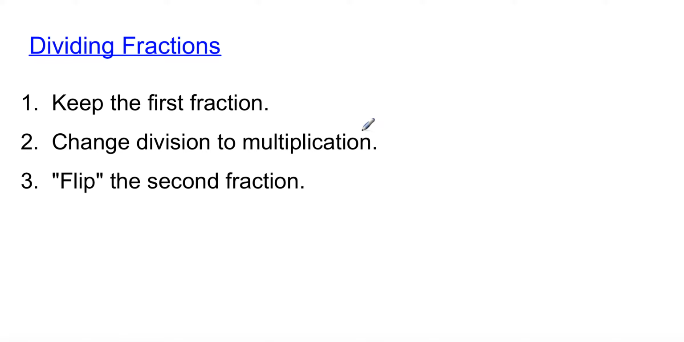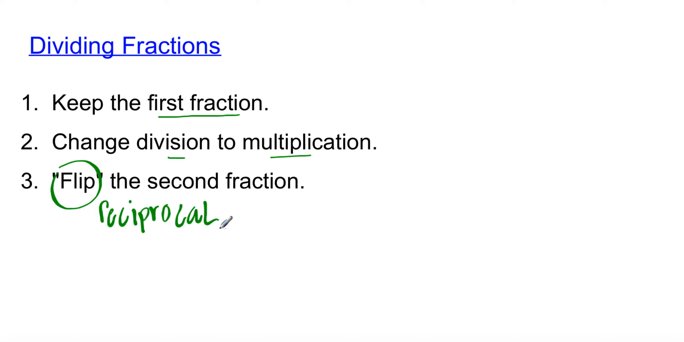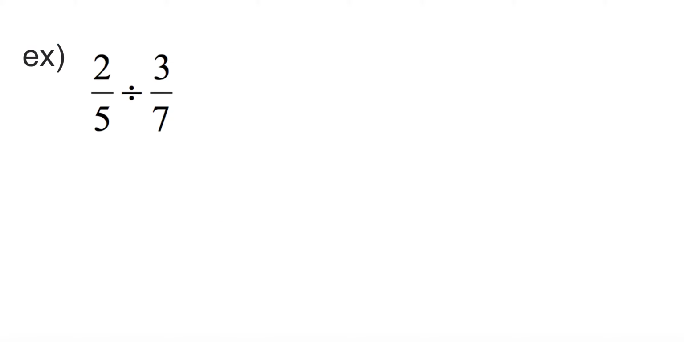When you're dividing fractions, we're actually going to change it to a multiplication problem. You're going to keep the first fraction, you're going to change division to multiplication, and you're going to flip the second fraction. So what you're doing is you're multiplying by the reciprocal. We're multiplying by the reciprocal, which means flip the fraction over. So let's look at one of those.